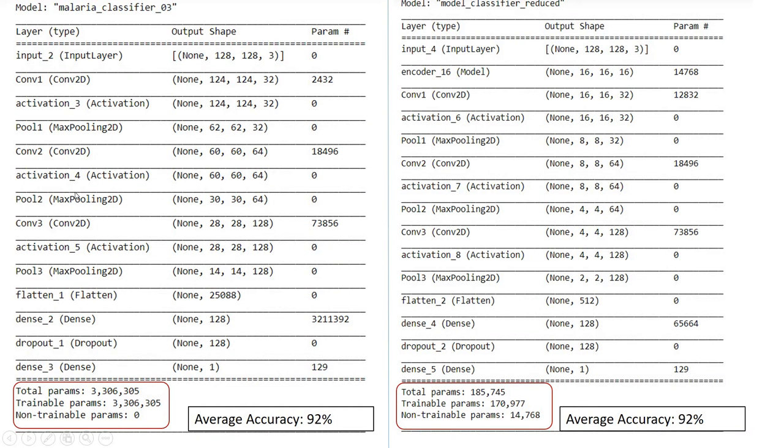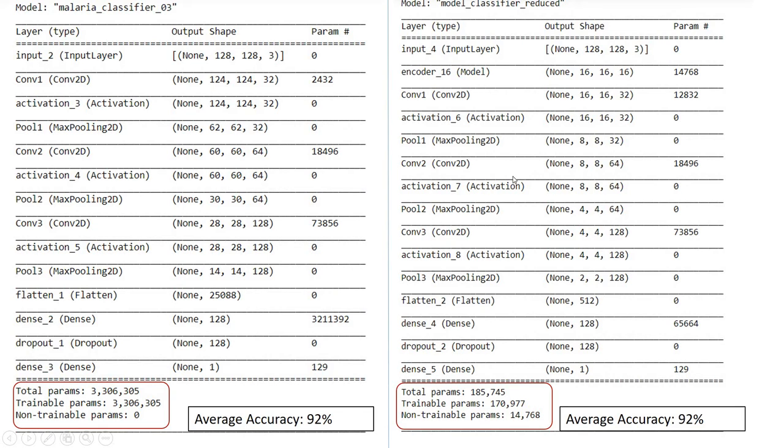On the left-hand side, we see our original model, which inputs a 128 by 128 by 3 image. The total trainable parameters is 3.3 million, which is the number of variables that need to be updated and fine-tuned for the network to achieve good accuracy. With this model, we achieved an accuracy of 92%.